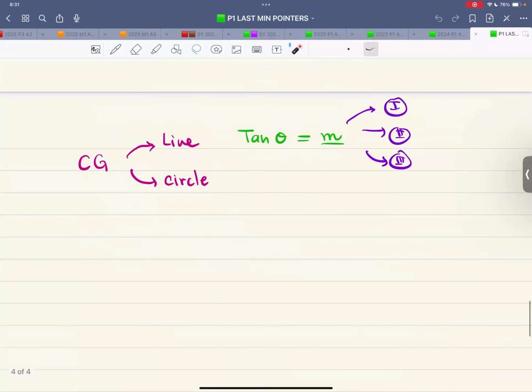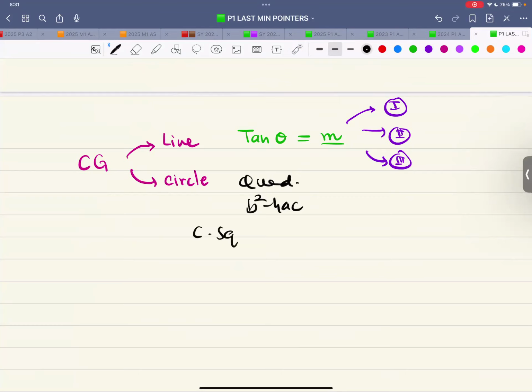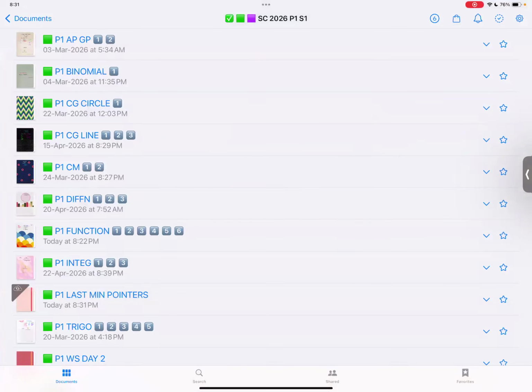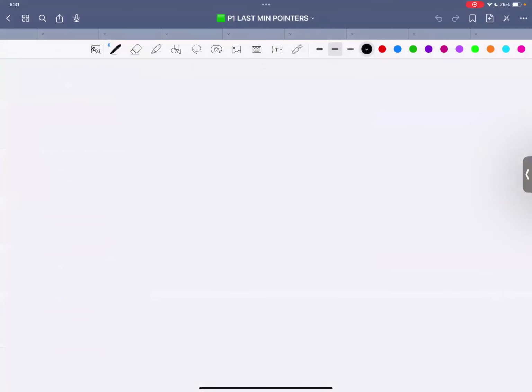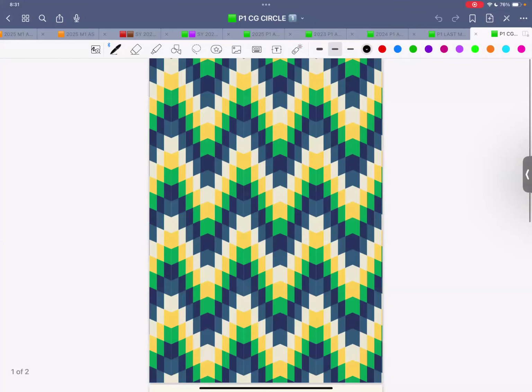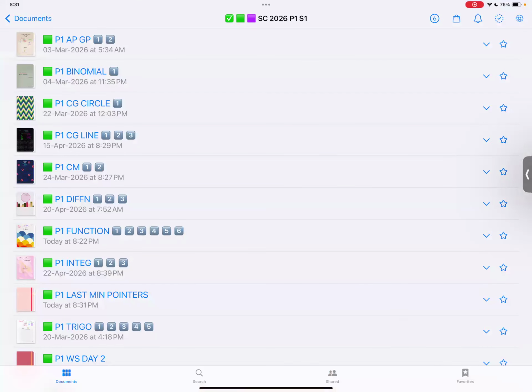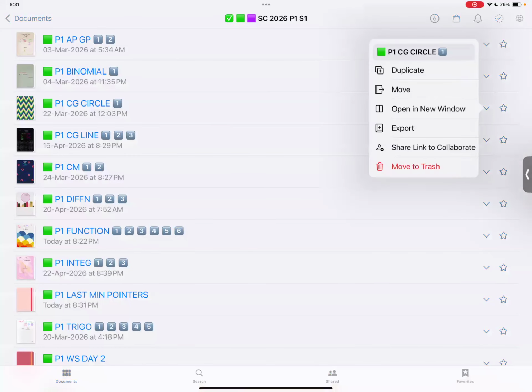So now that is what I was referring to, circle. Now we are back to quadratics. Again, b square minus 4ac. Of course, the completed square form, to get it into the form (x minus h) whole square plus (y minus k) whole square equals r square. Hold on for a second, let me show you one other thing. So now the circle one, that was not there. So this is CG circle one.